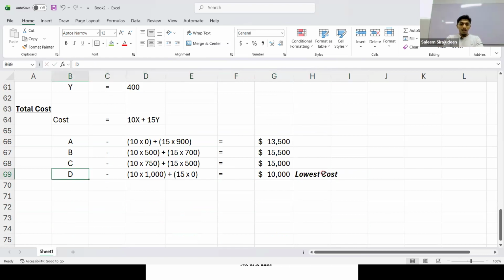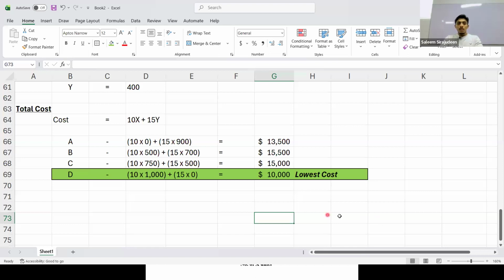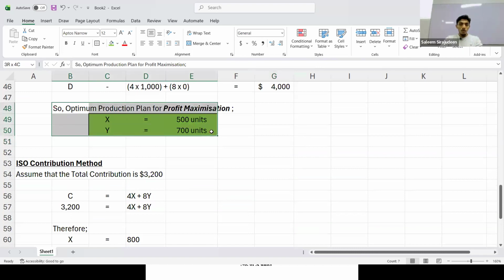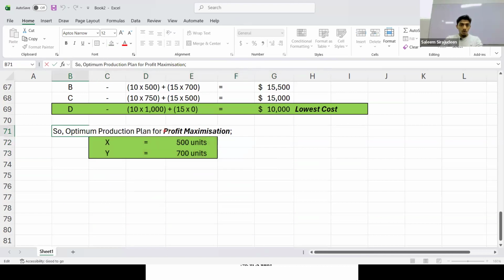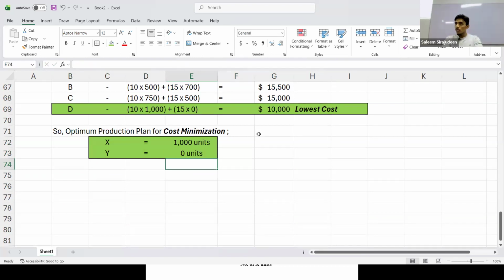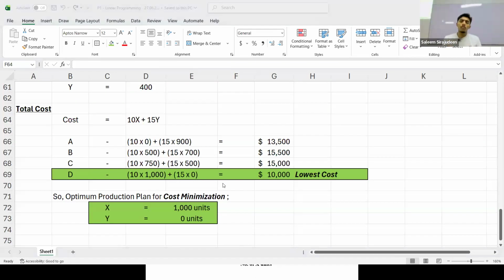Got it? So tell me, what is your optimum production plan for the cost minimization? Come on. 1000 units of X and 0 units of Y. Therefore, the optimum production plan for cost minimization: X, 1000 units. Y how many units? 0 units. Got it? Yes? Right. Correct?